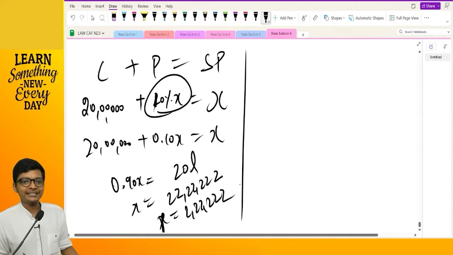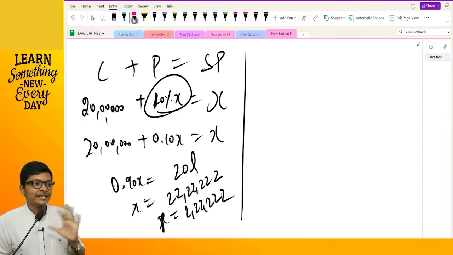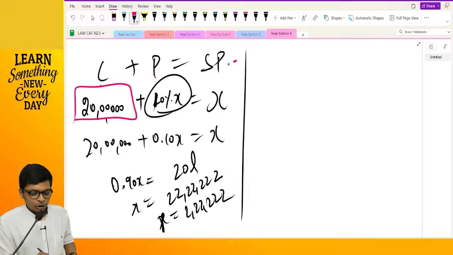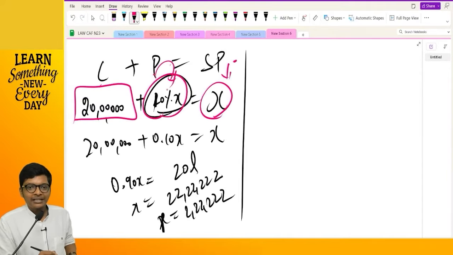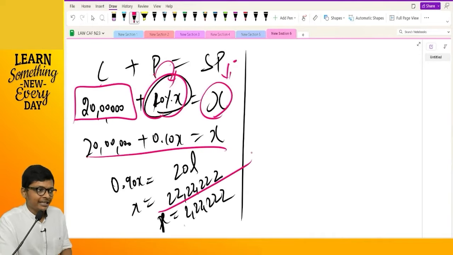Are you following, guys? This is the detailed method of doing it. Every sum I can't do this way. It is a maths equation: cost plus profit is selling price. Cost is 20 lakhs. If I assume selling price to be X, profit is 10% of X. Therefore, when you solve it, X will be 22 lakhs 22,222. Are you following, guys? So profit is 2 lakh 22,222.